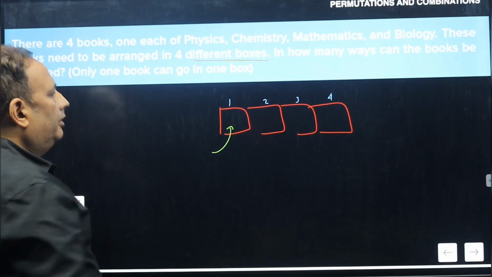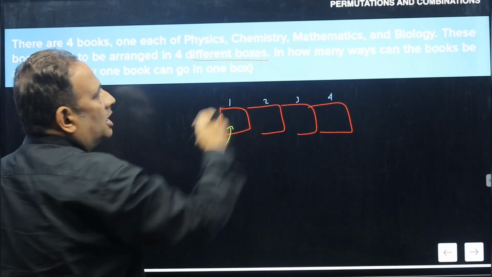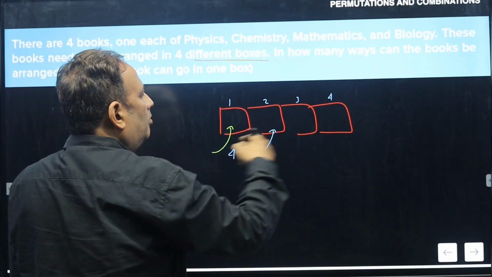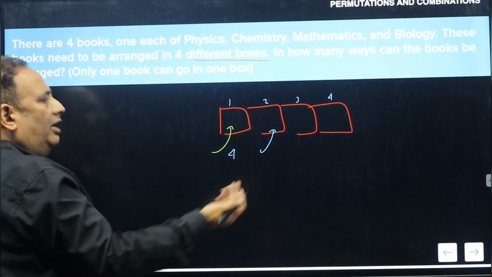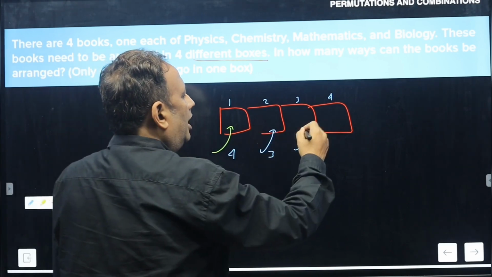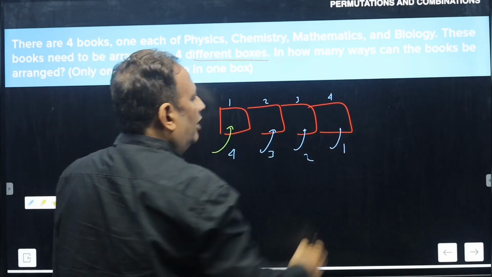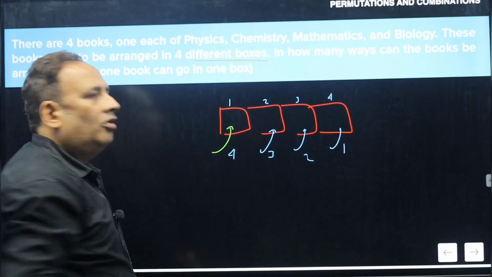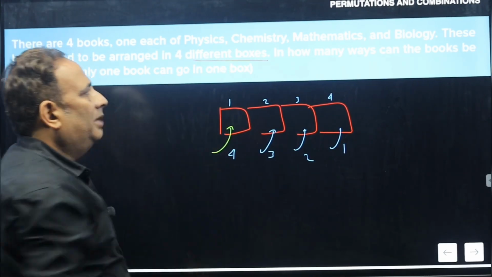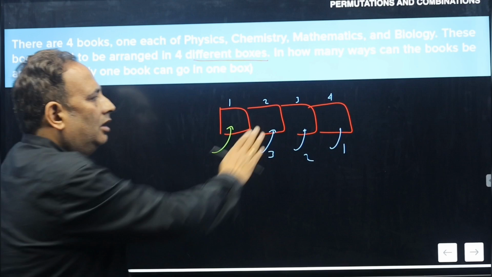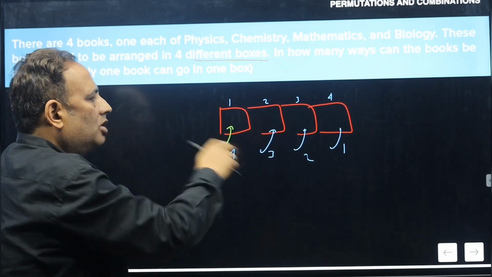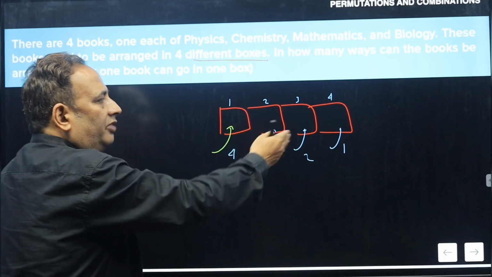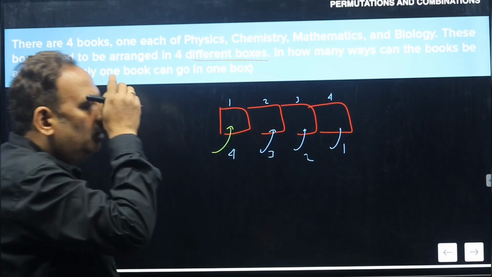So what we can conclude is that in the first box, how many options do we have? Physics, chemistry, mathematics, biology. So four different ways. Now one book already went there. Now we have three options, three ways, and here two ways, and here one way. In any one of them, PCMB, we can put any one of them. Let's say we selected mathematics first. We kept mathematics. Now PCB has options. So the second box has only three options, and for the third box, we have two options. We put any one of the books like this.